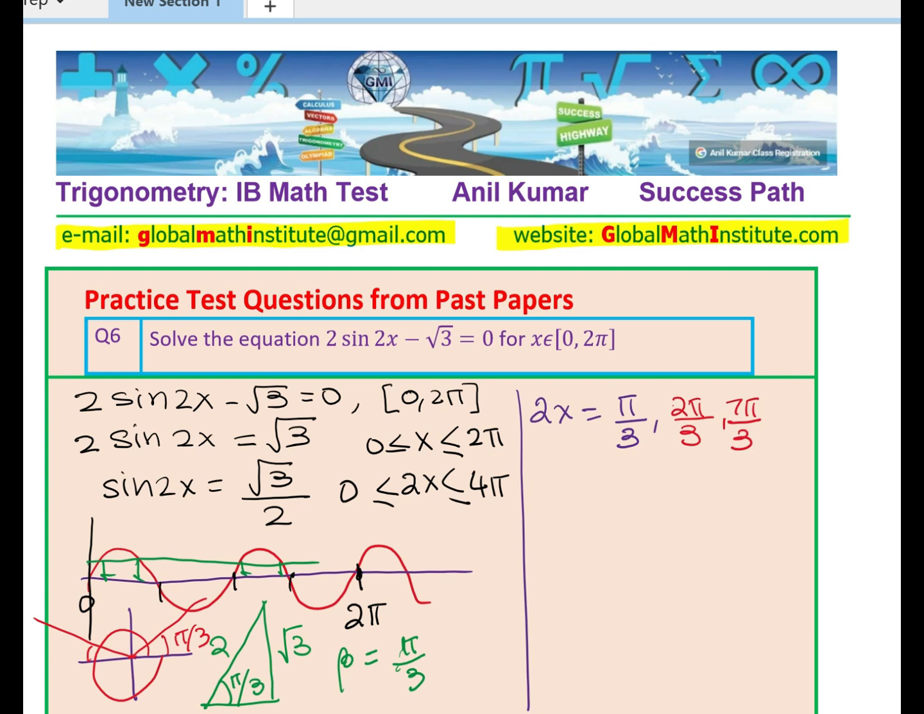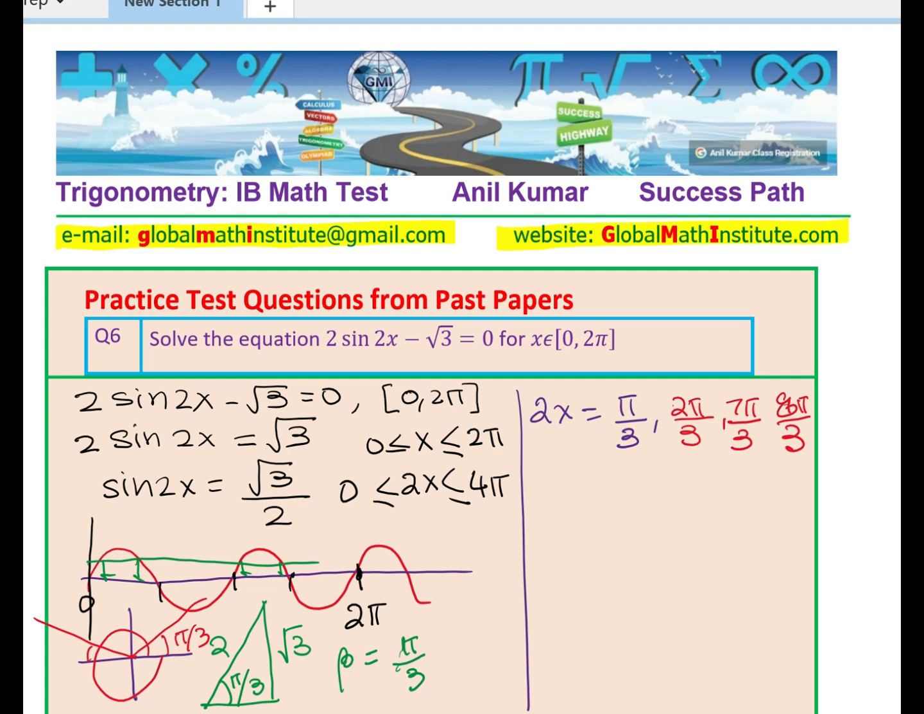And then 8 pi by 3, right? So you would add 2 pi to it, which is 6 pi by 3. So 6 plus 1 is 7, and this.